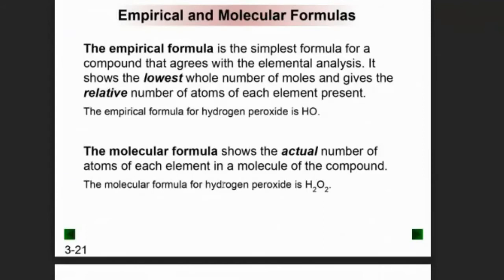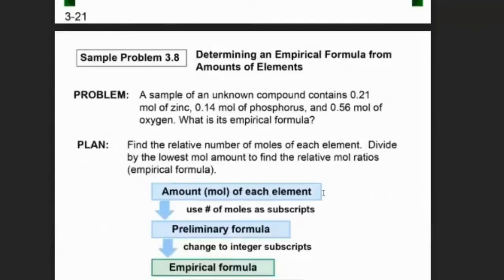Essentially, the empirical formula is the simplest or lowest whole number ratio that we can determine for the substance. We can do it experimentally pretty easily. So for example, if it's hydrogen peroxide, the lowest whole number ratio is 1 H and 1 O. The molecular formula shows the actual number. So for hydrogen peroxide, the molecular formula is H2O2. Right, that's how it works. They're related. If you double the empirical formula, you would get hydrogen peroxide.